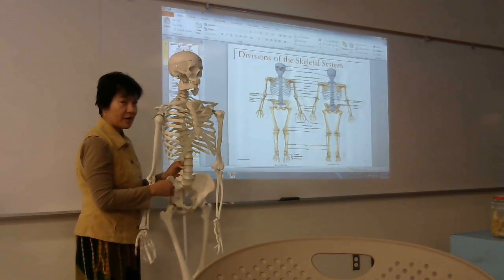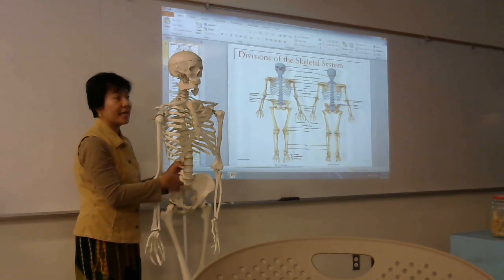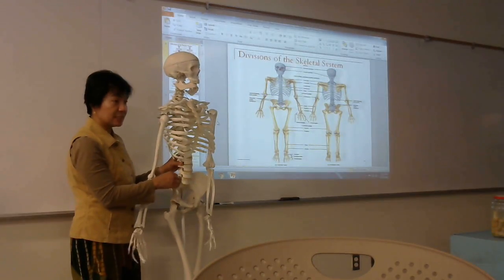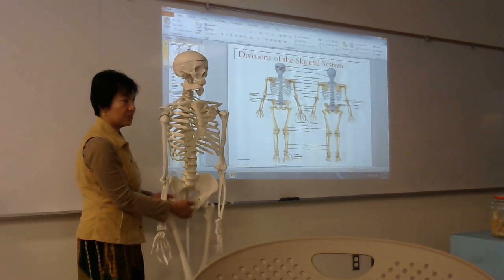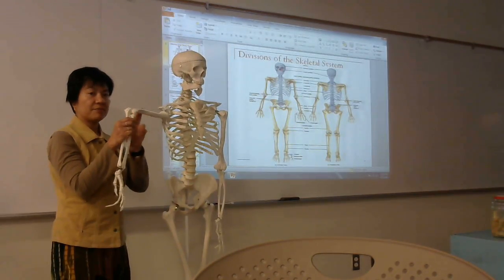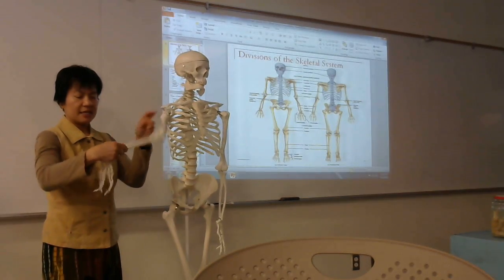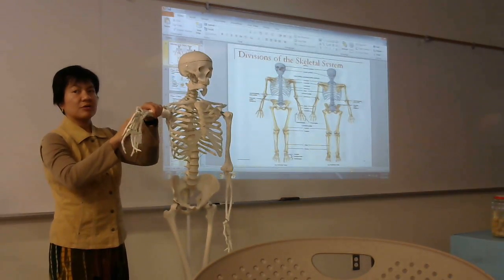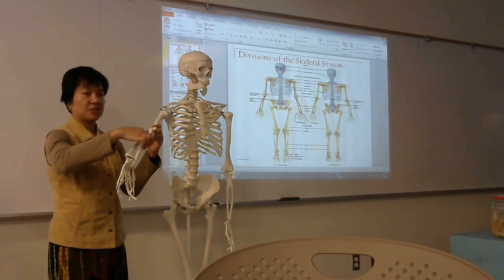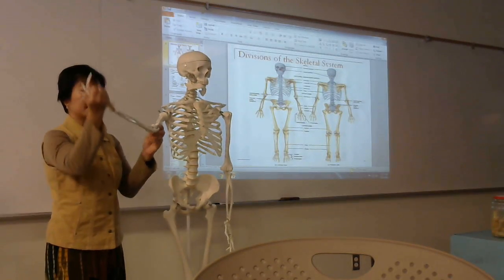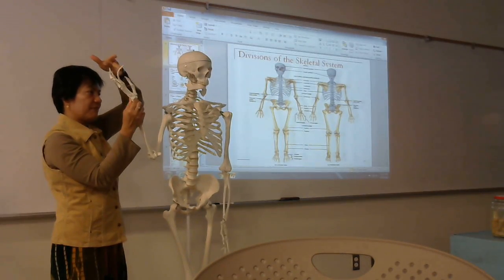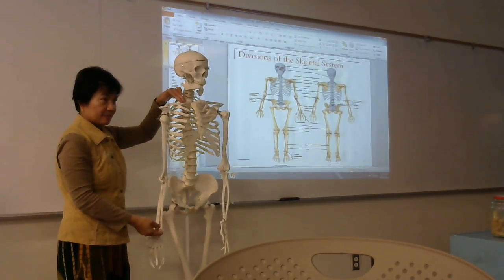What's this one? Pelvis. If you write hip bone, you're wrong. You can write ilium. This is the ilium, there's your pubis, and this is the ischium. Very good. And then this is your humerus. This one is your radius, because there's the flat facet. And then this is your ulna. These are your carpals, metacarpals, phalanges.